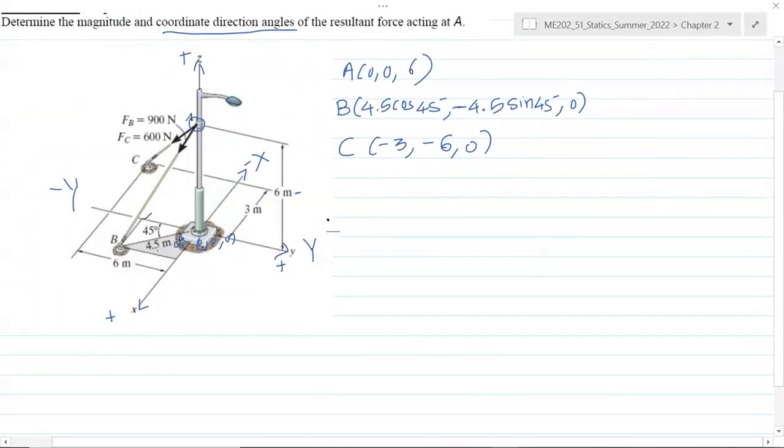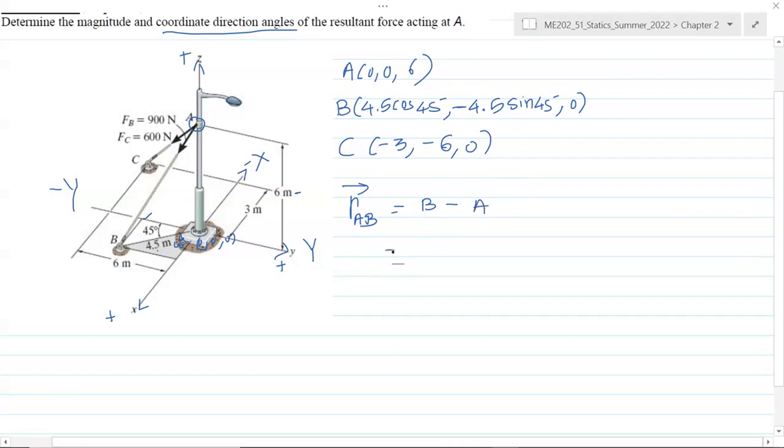Now the next step is we calculate the position vectors going from A to B. So RAB is the vector which goes from A to B, and we write this depending on the direction of the arrow. The arrow is going from A to B, so we write RAB, which is equal to coordinates of point B minus coordinates of point A.